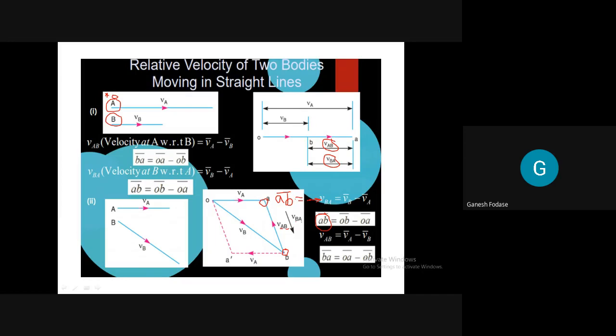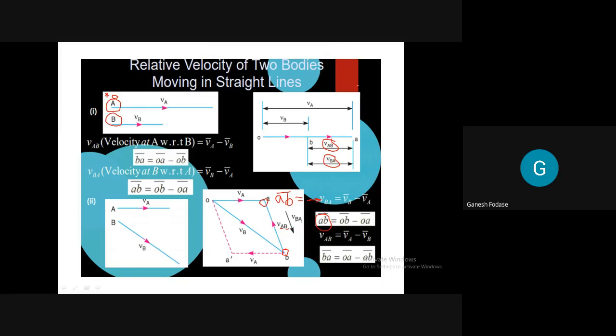AB represents velocity of B with respect to A. Keep in mind, vector AB represents A to B. AB represents velocity of B with respect to A, and vector BA represents A with respect to B. Velocity of A with respect to B is given by vector BA, while velocity of B with respect to A is given by vector AB. Understand? Simple. If I'm saying velocity of A with respect to B, it is acting from B to A. Keep in mind the arrowhead. If it is A with respect to B, it must be B to A.